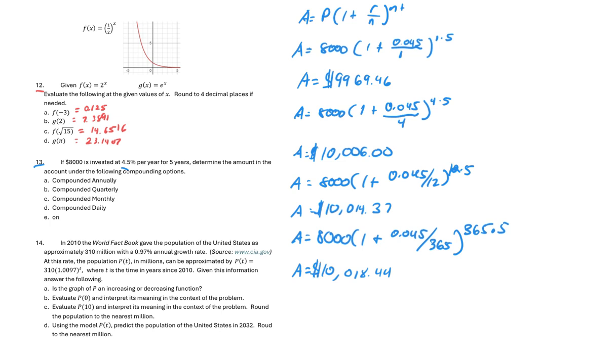And then E, slight typo, also a slightly different equation. So that should say compounded continuously. So that changes the equation to P, that natural number e, to the rt, in our case, the 8,000 e to the 0.045 times 5. Plug that into the calculator, we'll get $10,018.58.